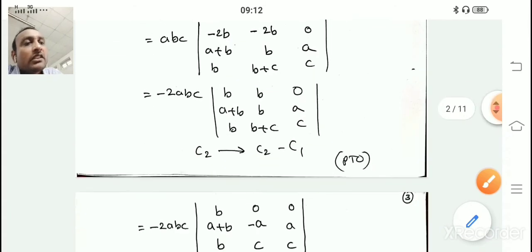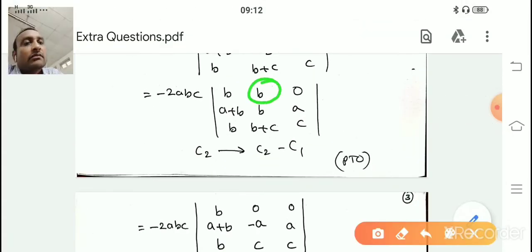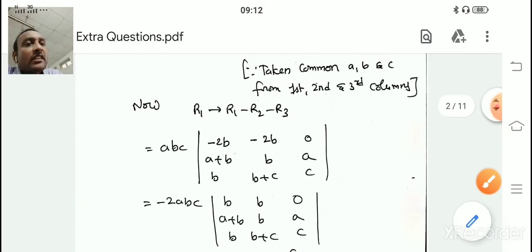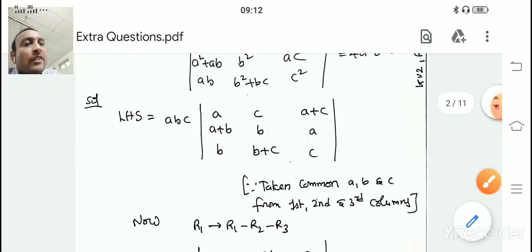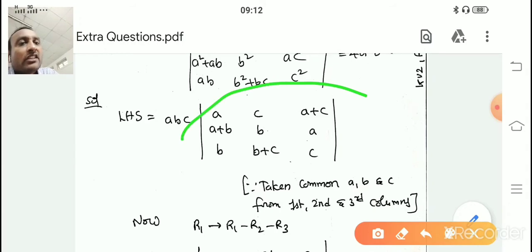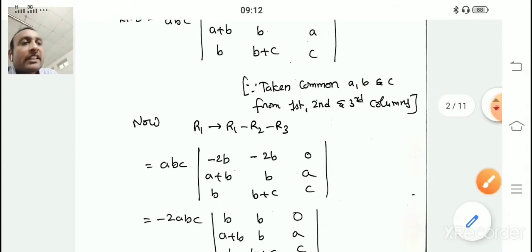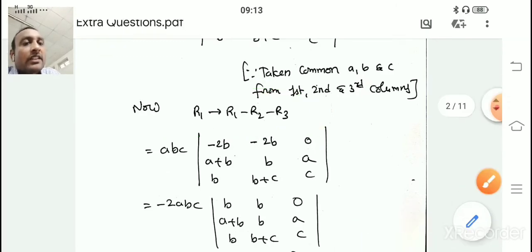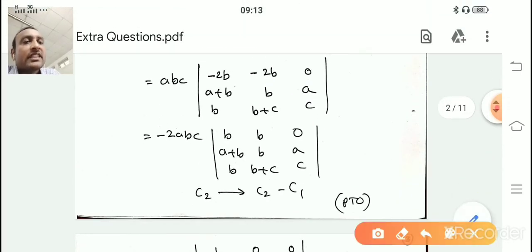After that, you try to make this one 0 by applying C2 is C2 minus C1. See, here the intention is that we are making 0 or simplifying by taking the common factors out. And with this operation we are trying to make one element 0. After that, we have taken minus 2 common. So always, if there is a common factor, take it outside and see the simplified one, and then try to make 0. After making 0, the determinant becomes simpler and simpler.